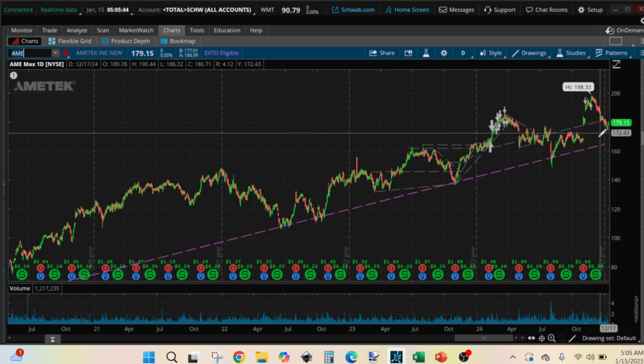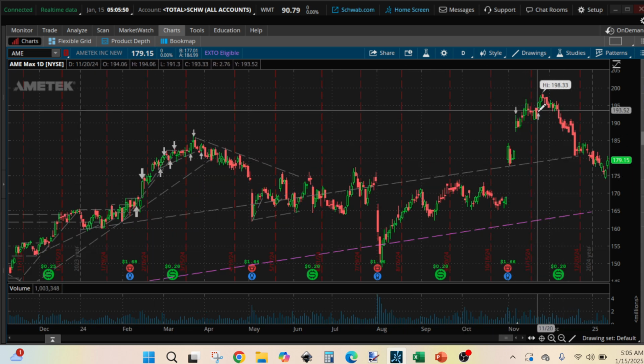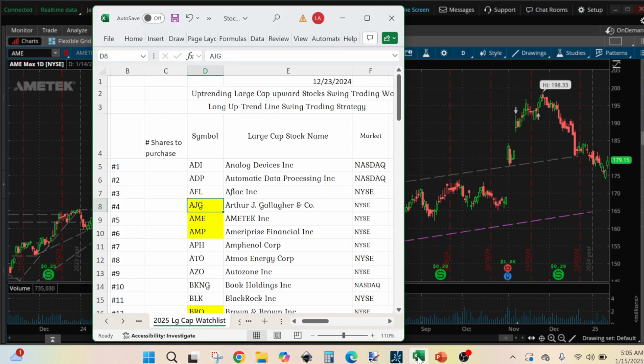So AME is going down. This trend line ended, we bought it there, and right now it seems to be going down. The next one is AMP.